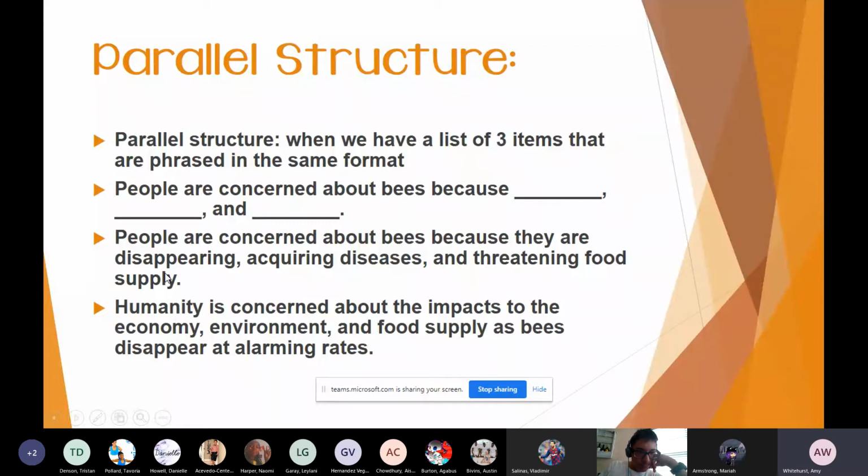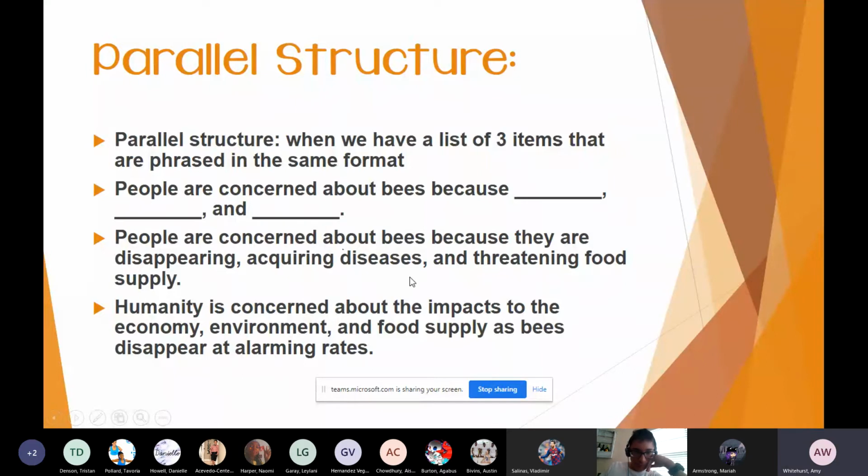So the first thing that I'm going to say, I'm going to try to say this without parallel structure. If I said, people are concerned about bees because they keep disappearing, diseases riddle their bodies, and threatening food supply, or threatened food supply. See, that doesn't flow as nicely because it doesn't have parallel structure. People are concerned about bees acquiring diseases and threatening food supply. That just sounds amazing. And again, this concept is not difficult, but it helps us when we are forming these complex sentences.